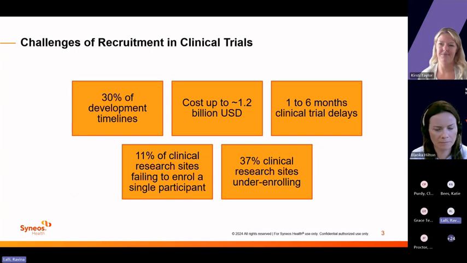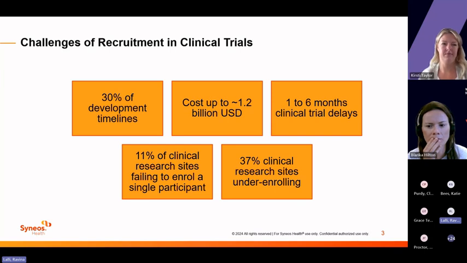So what are the challenges of recruiting participants in clinical trials? Despite recruitment being a driving factor, recruitment of participants often accounts for a significant portion of drug development and can take up to 30% of development timelines and cost up to $1.2 billion. This is because most clinical trials experience delays of 1 to 6 months due to difficulty recruiting participants, with 11% of clinical trial sites failing to enroll a single participant and 37% under-enrolling. Recruitment is therefore arguably one of the most important aspects of bringing a new therapy to market.